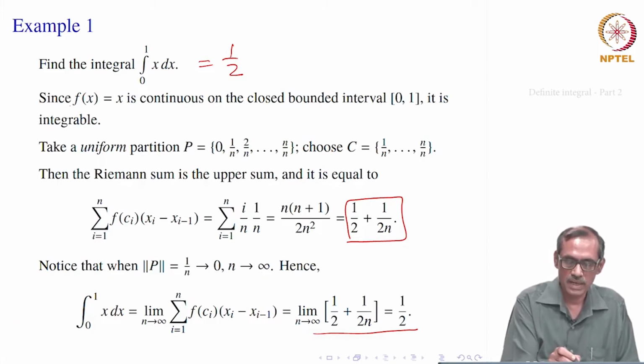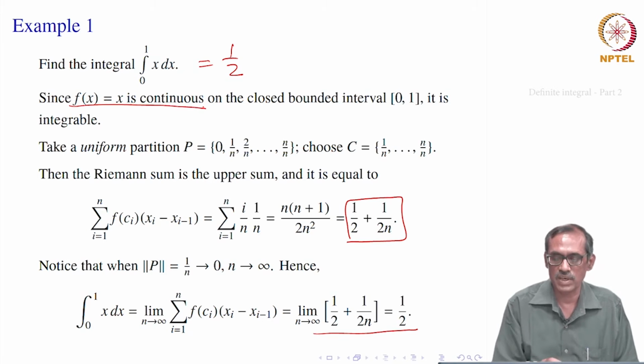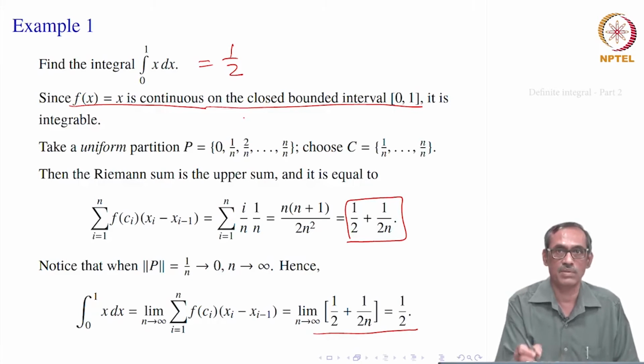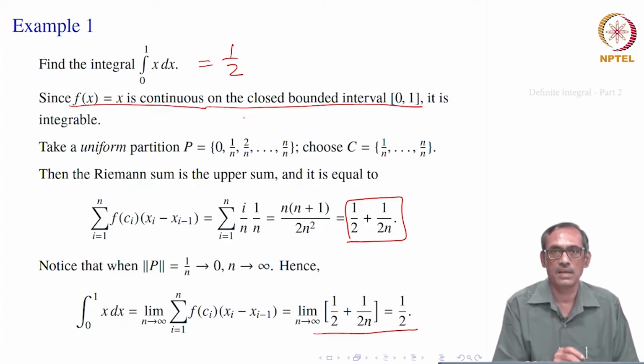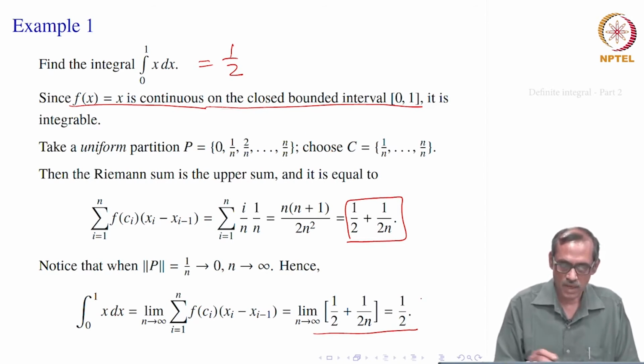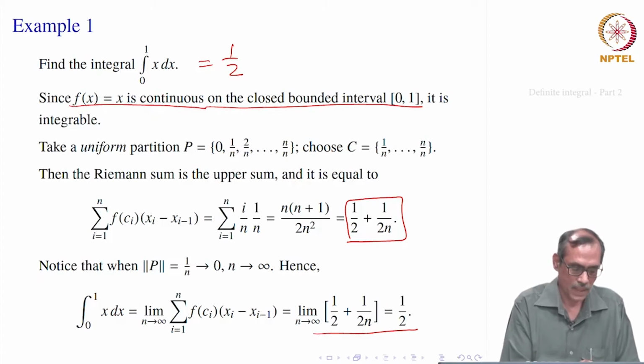But most important, this sentence that f of x is continuous on the closed bounded interval 0 1, therefore, it is integrable. So, we can choose any particular types of partition like uniform partition or not uniform, and then we can choose any particular choice set C, and then take the limiting process to arrive at the answer. Of course, if you choose different Ci's, it should give the same answer, it will give.